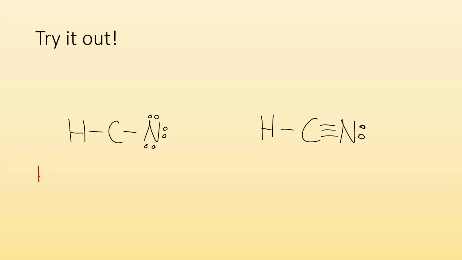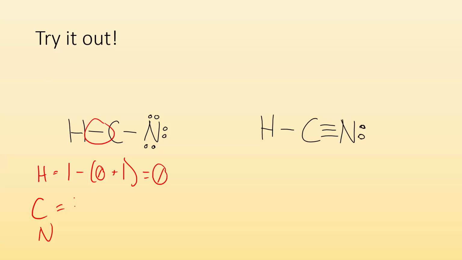Again, same process. All right, let's take a look. Hydrogen, carbon, nitrogen. Hydrogen, there's 1 valence electron minus 0 that it kept to itself, and half of the bonding electrons, well, there's 2 there, so half of that is 1. So here, hydrogen ends up with a formal charge of 0.